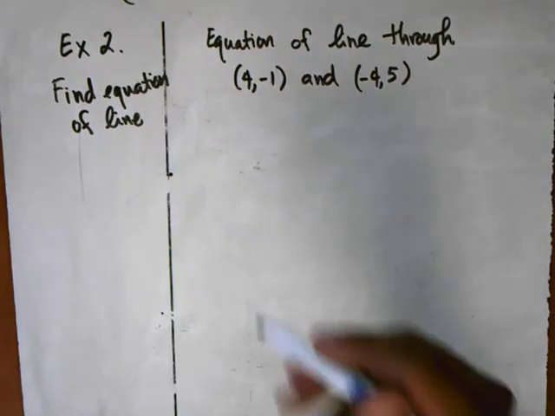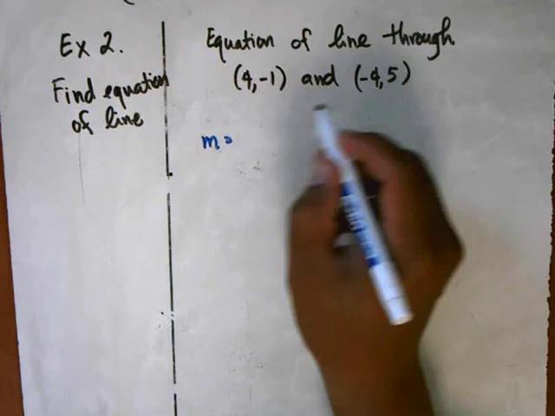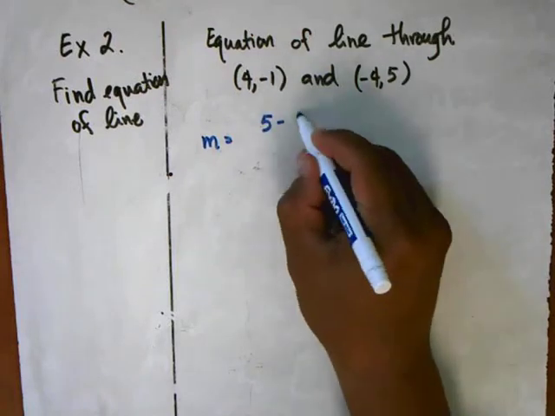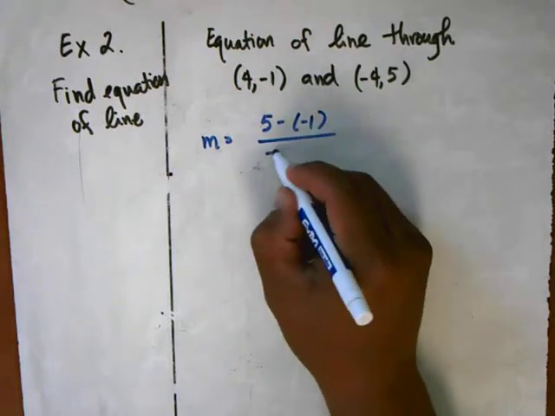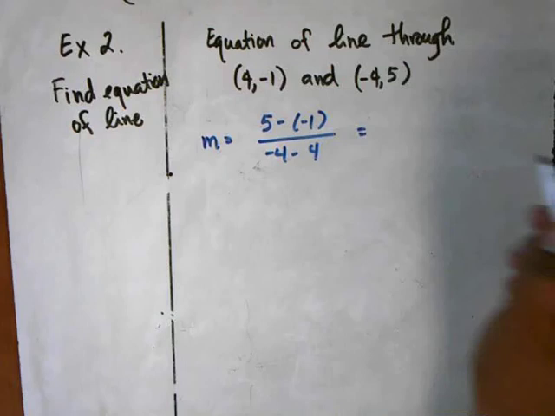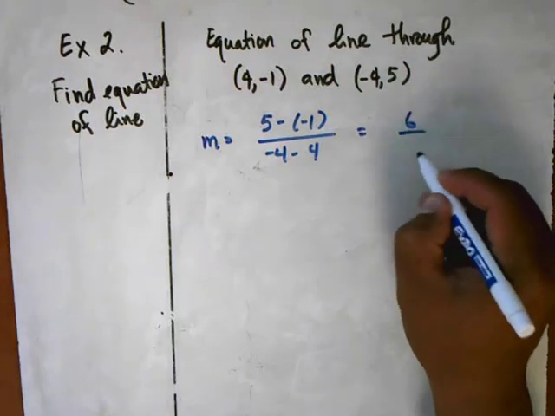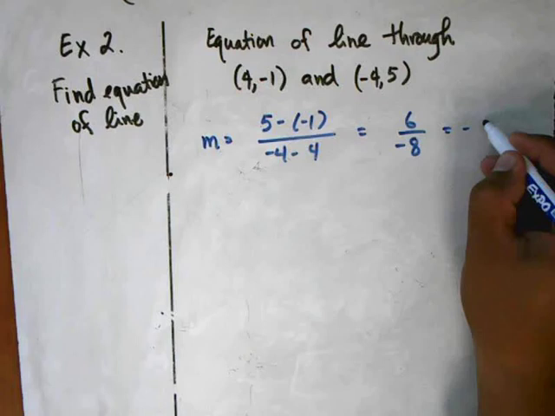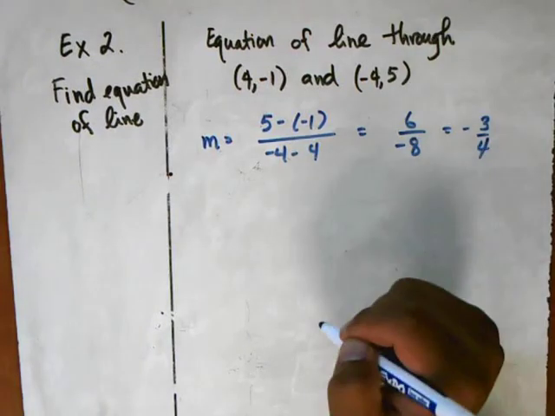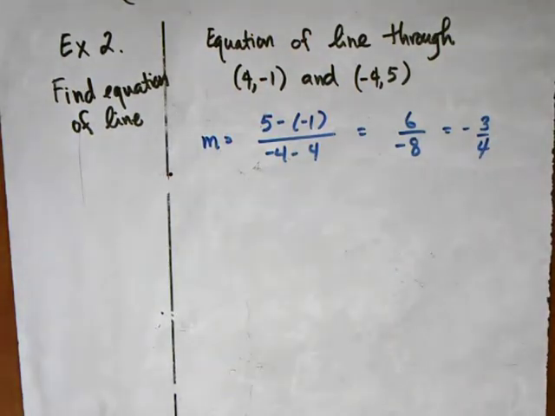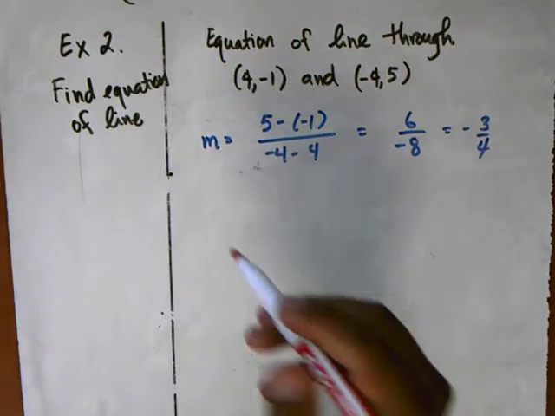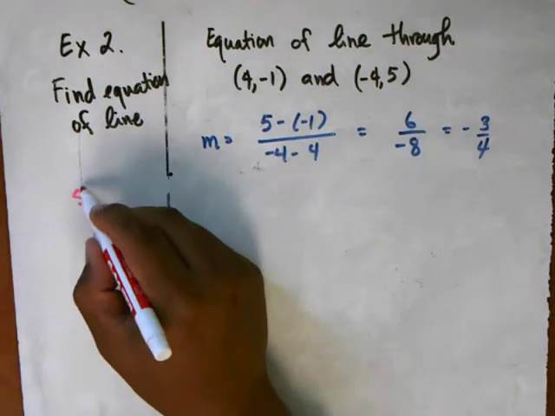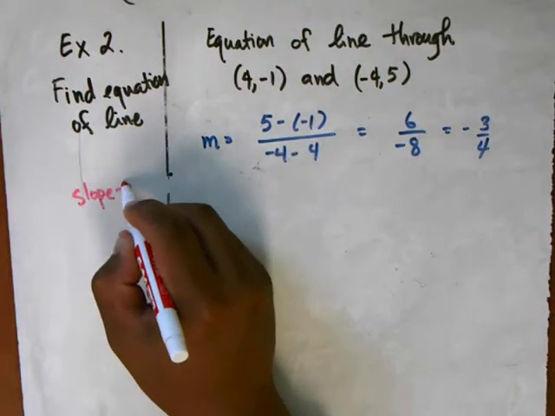So the first thing we want to do is find the slope, which is y2 minus y1 over x2 minus x1. And we come out with 6 over negative 8, or to simplify that, negative 3/4. Then we can substitute that into our slope-intercept form. So I'll make a note on the side here.